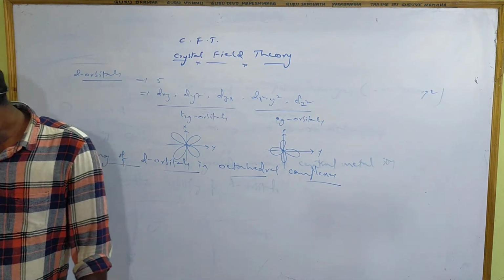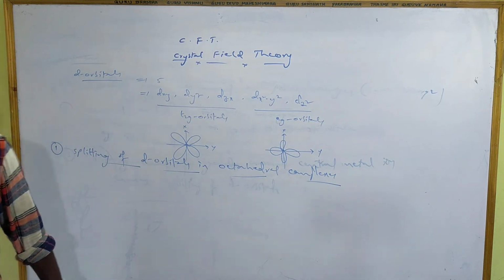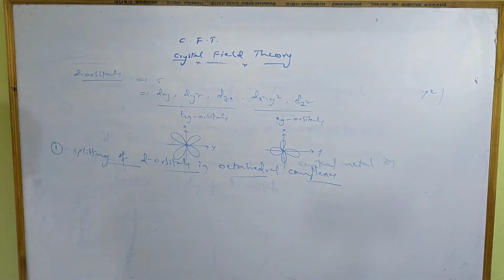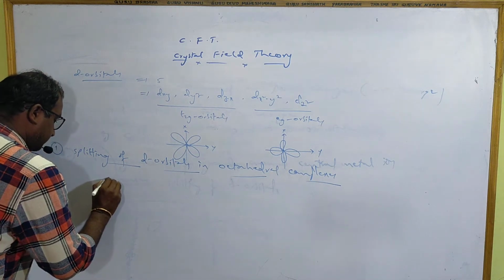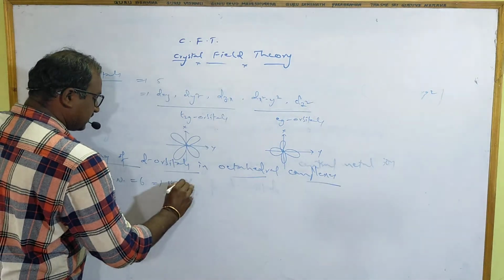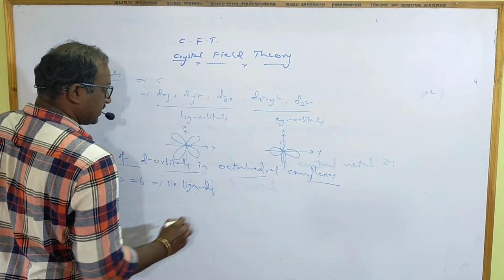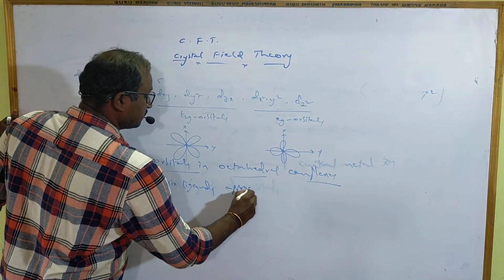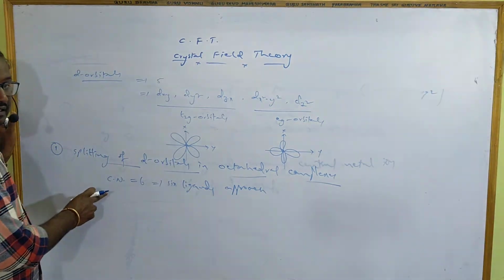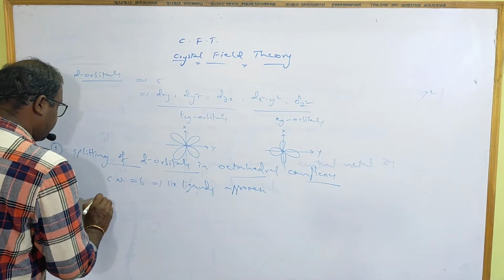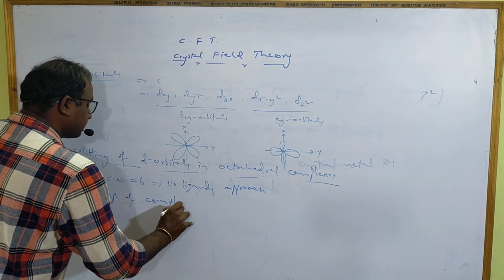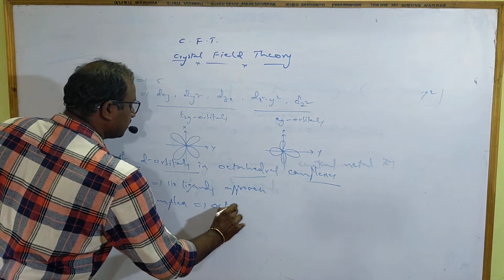Let me see how the splitting takes place in octahedral complexes. First, octahedral complexes are formed with coordination number 6. When the coordination number is 6, what does it mean? 6 ligands approach the central metal ion. So when 6 ligands approach the central metal ion, the coordination number becomes 6, and then the shape of the complex is octahedral.